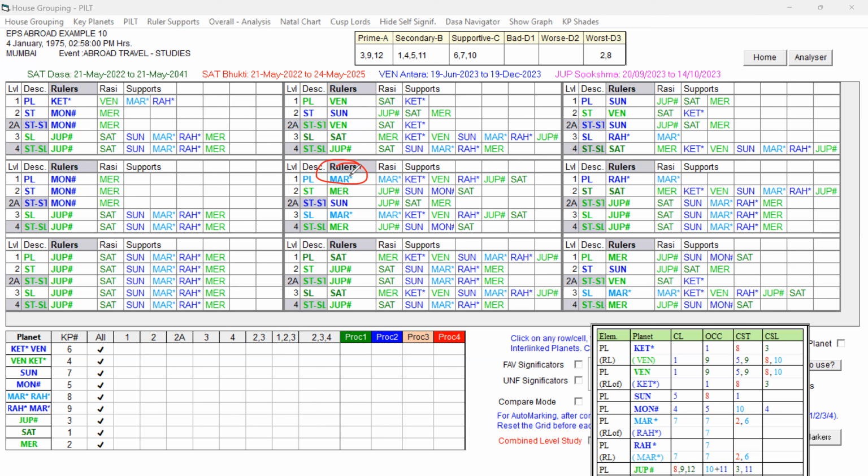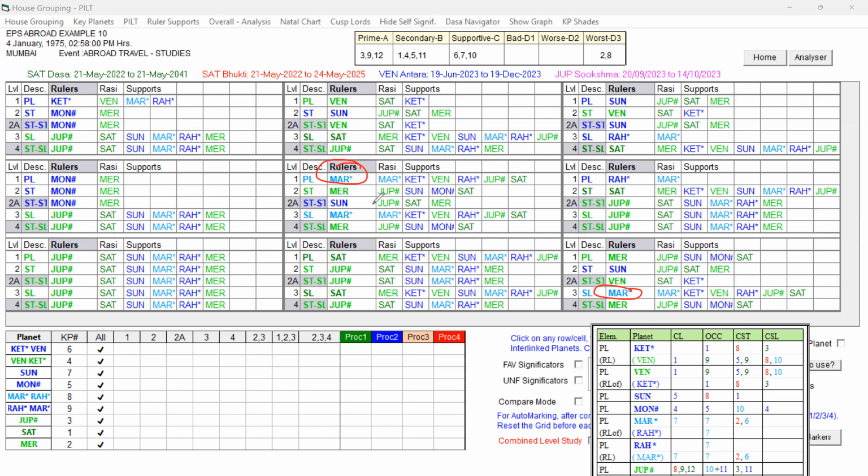Rahu Dasa, Mars Bhukti, and Mercury Antra he completed. You can see Mars is present. So during Rahu Dasa, Mars Bhukti, Mercury Antra, he completed his studies, his PhD.